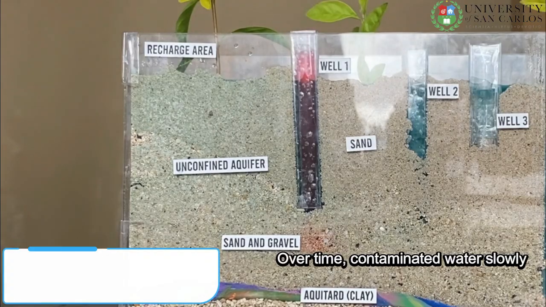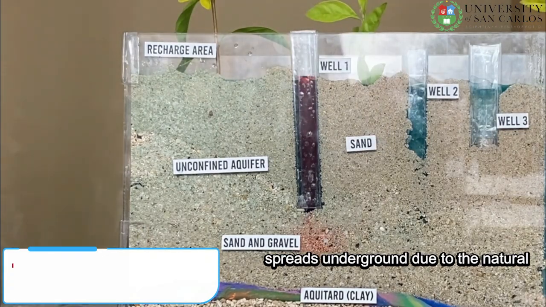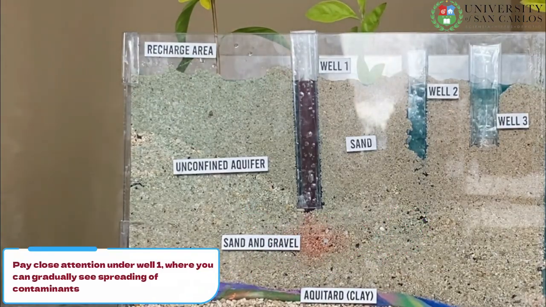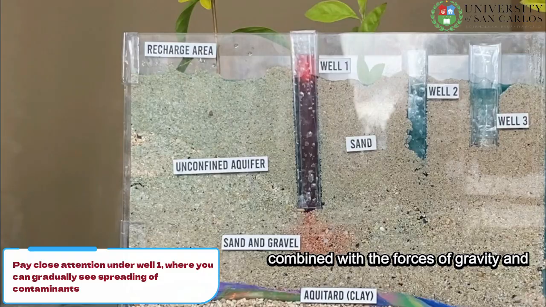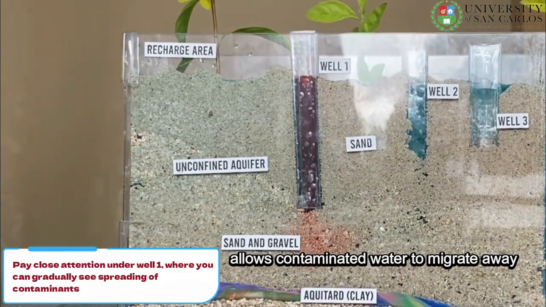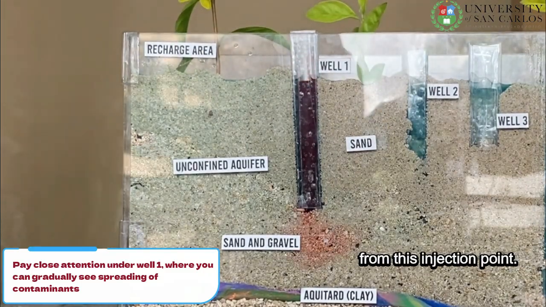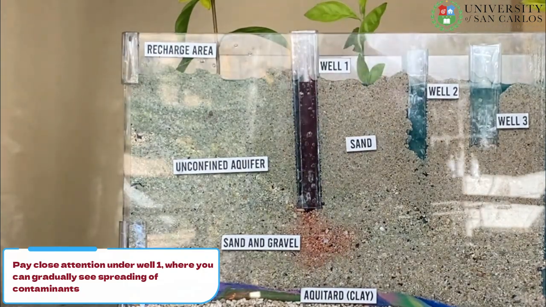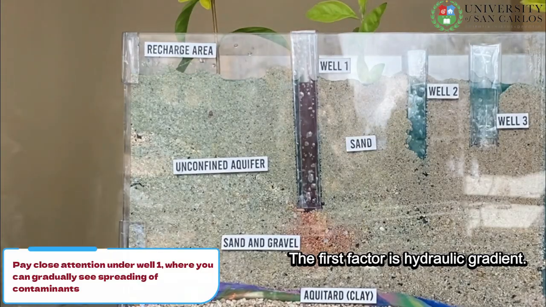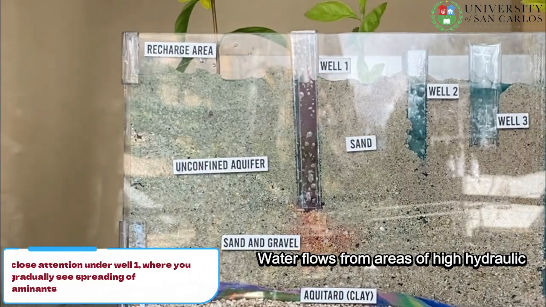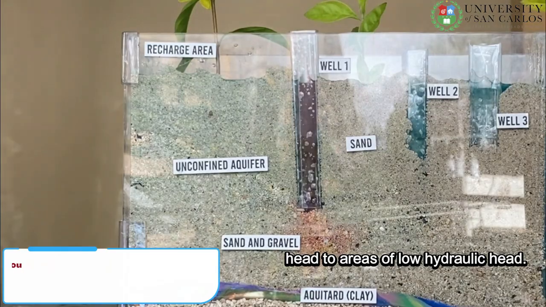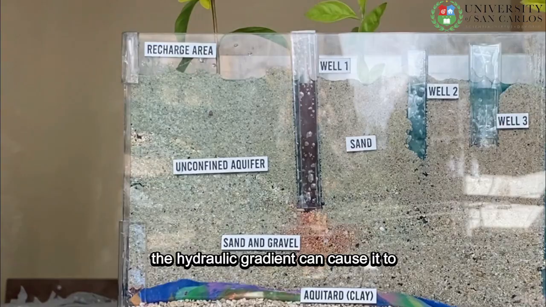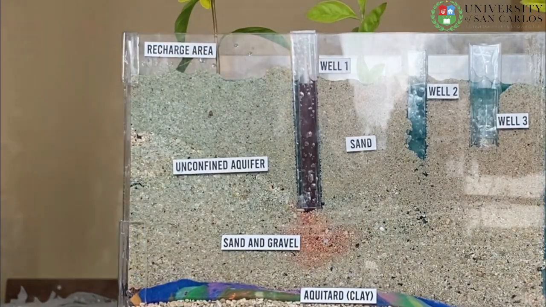Over time, contaminated water slowly spreads underground due to the natural processes of groundwater flow. The porous nature of the subsurface, combined with the forces of gravity and water pressure, allows contaminated water to migrate away from this injection point. To explain further the other factors causing this phenomenon, the first factor is hydraulic gradient. Water flows from areas of high hydraulic head to areas of low hydraulic head. Even if the water is initially injected into a well, the hydraulic gradient can cause it to spread in various directions.